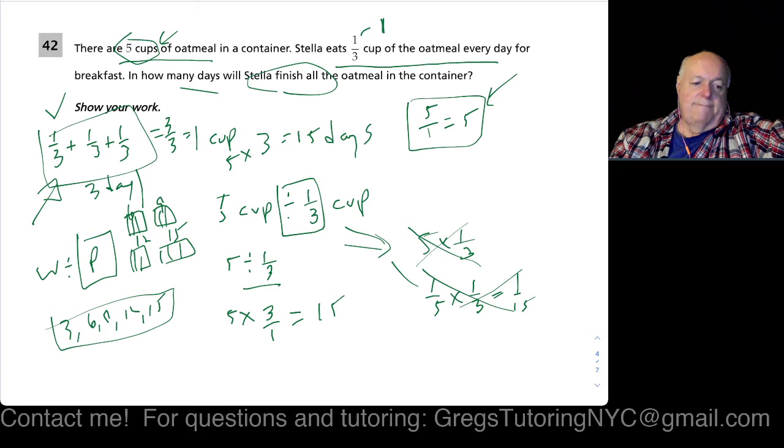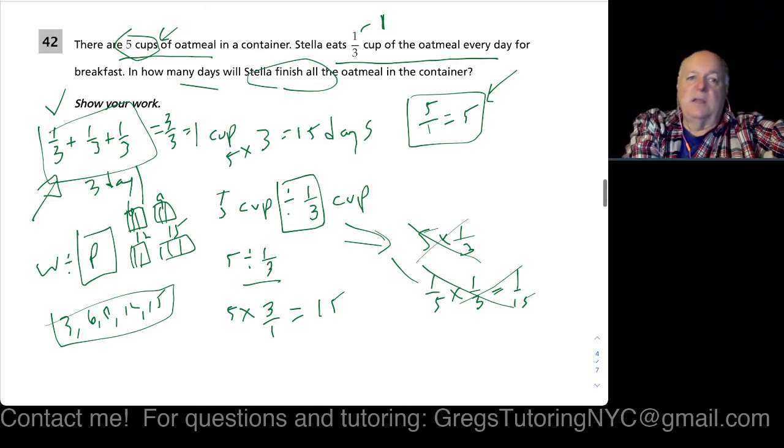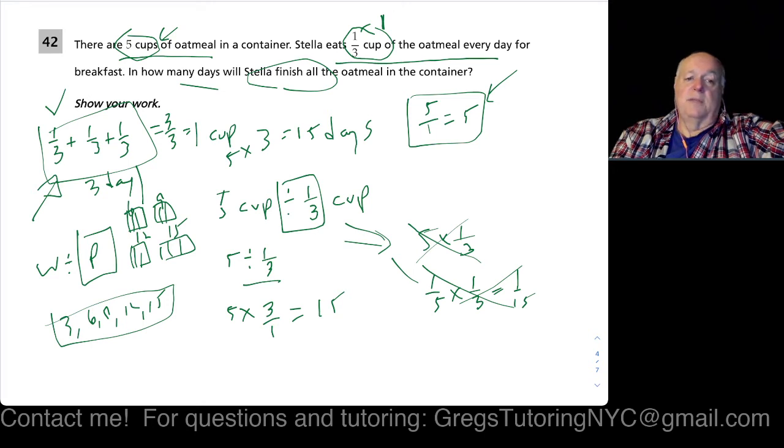All right? What else can we say here? That's probably it. So this was testing capacity, because it's dealing with cups. There was no unit conversion, because this was 5 cups and this is 1/3 of a cup. It's dealing with fractions, in particular division by a fraction. And then it's just regular multiplication at that point.